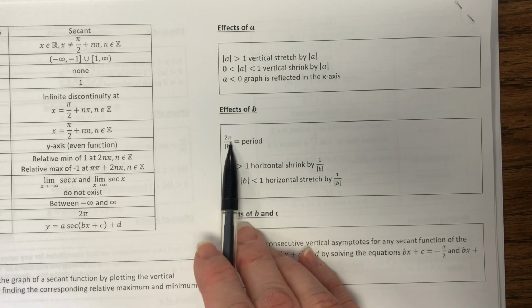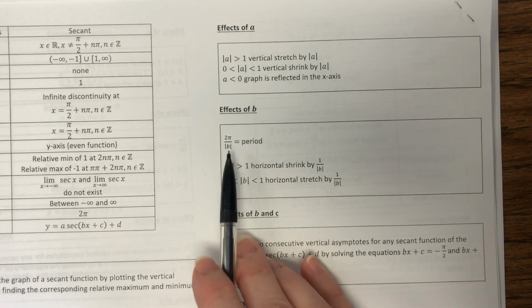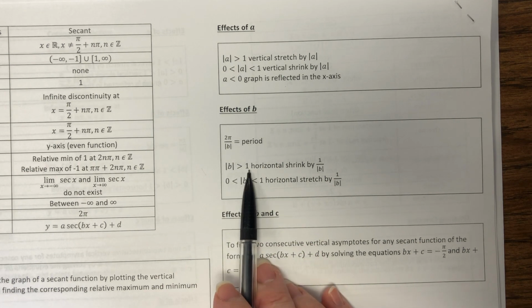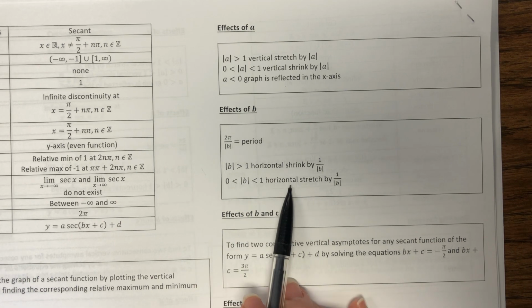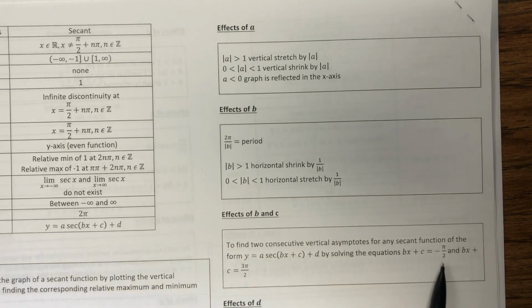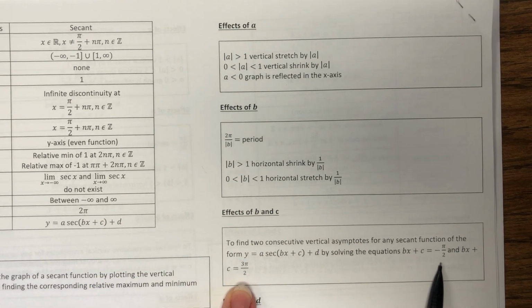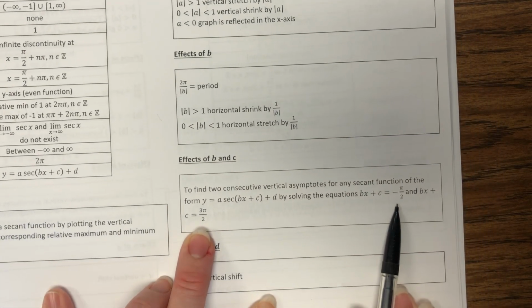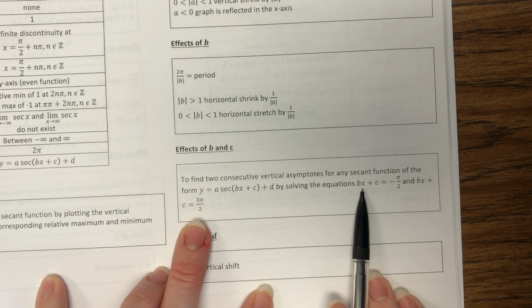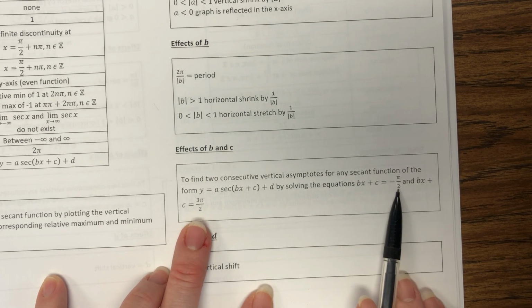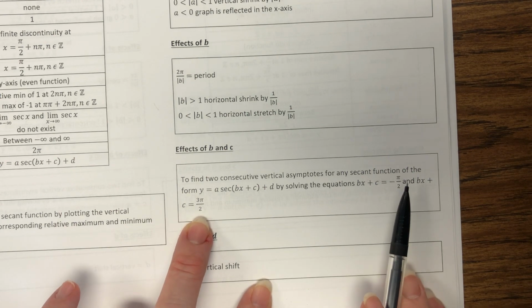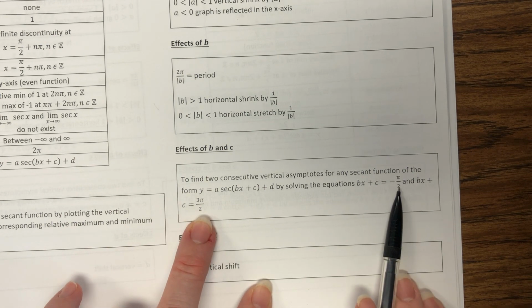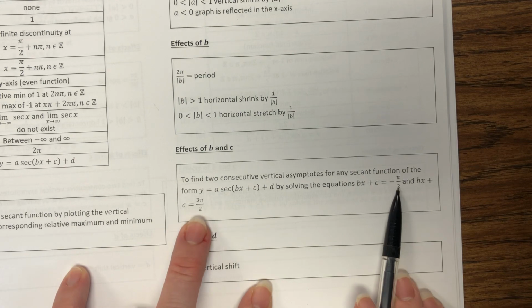It's 2 pi divided by B to get your period. If B is greater than 1, we have a horizontal shrink. If B is between 0 and 1, we have a horizontal stretch. So to get our asymptotes, we're going to start out the exact same way as we have been. We're going to take Bx plus C equal to negative pi halves, and Bx plus C equal to 3 pi halves. Those are going to be our starting points, the beginning and end of our period.